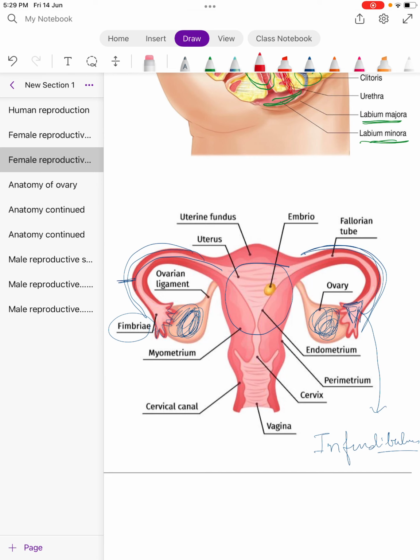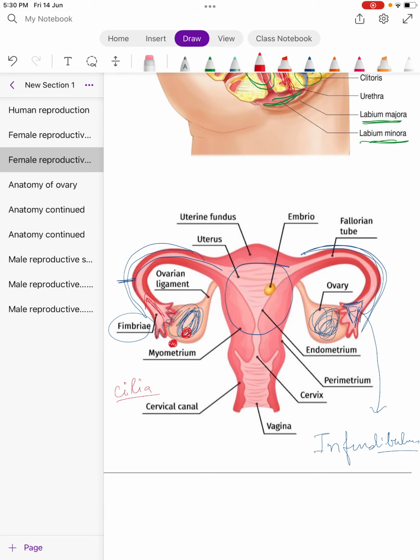तो बेसिक फंक्शन क्या है फिम्ब्रे का कि ओवरी में से जो मैच्योर्ड एग निकलेगा, सपोज ये एग यहाँ से निकला ग्रेफिन फॉलिकल से, तो फिम्ब्रे के अंदर क्या है, सीलिया है. Cilia is small hair-like structure which helps to move the egg into the fallopian tubes. तो ये फिंगर्स हैं, जैसे फिंगर से हम कुछ कलेक्ट करते हैं, इसी तरह से ये एग को कलेक्ट करके फैलोपियन ट्यूब के अंदर ले जाता है.